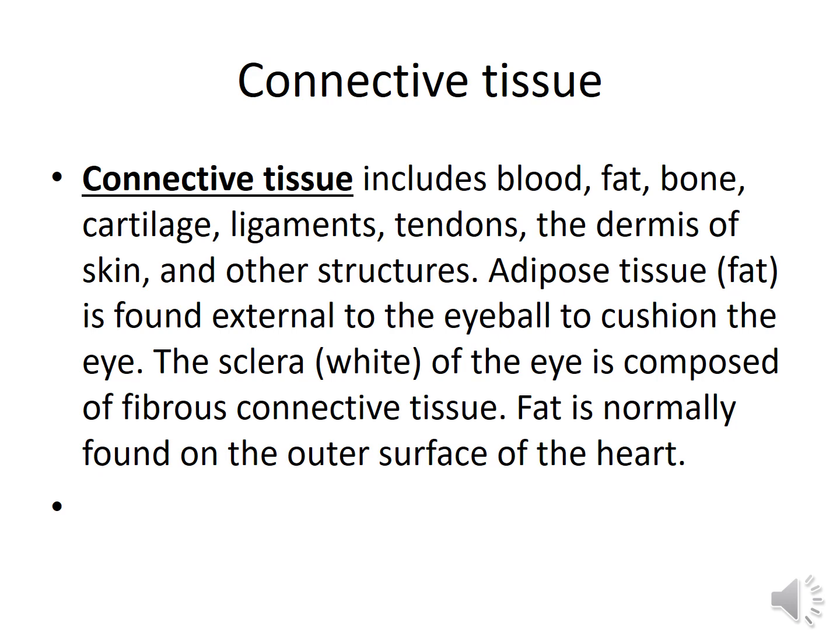Connective tissue includes blood, fat, bone, cartilage, ligaments, tendons, and the dermis of the skin and other structures. Adipose tissue, commonly known as fat, is found external to the eyeball and acts to cushion the eye. The sclera, or the white part of the eye, is composed of fibrous connective tissue. Fat is normally found on the outer surface of the heart.